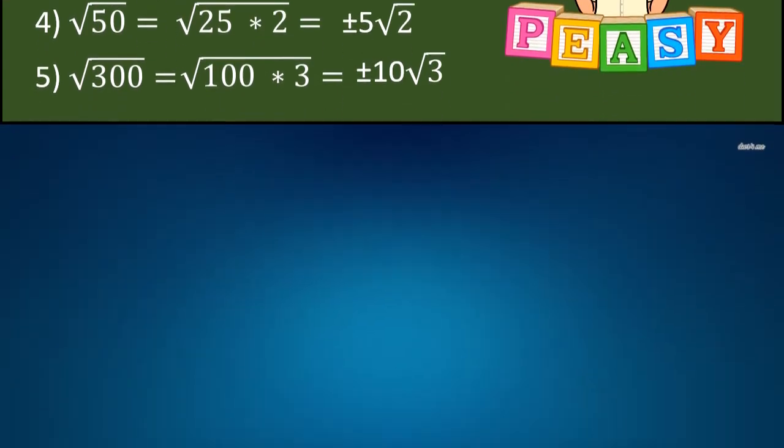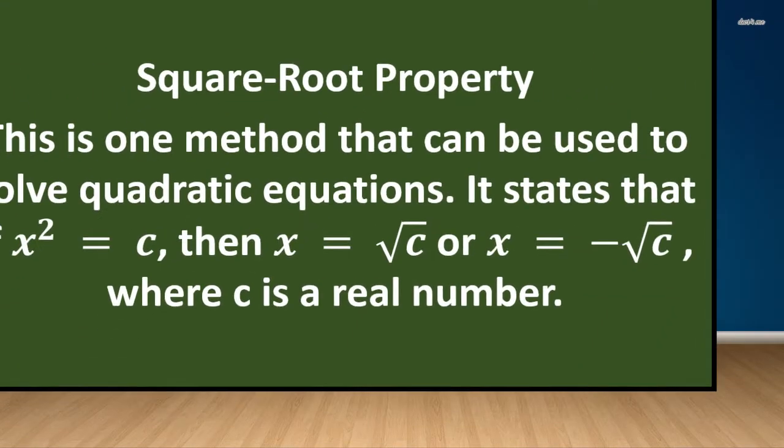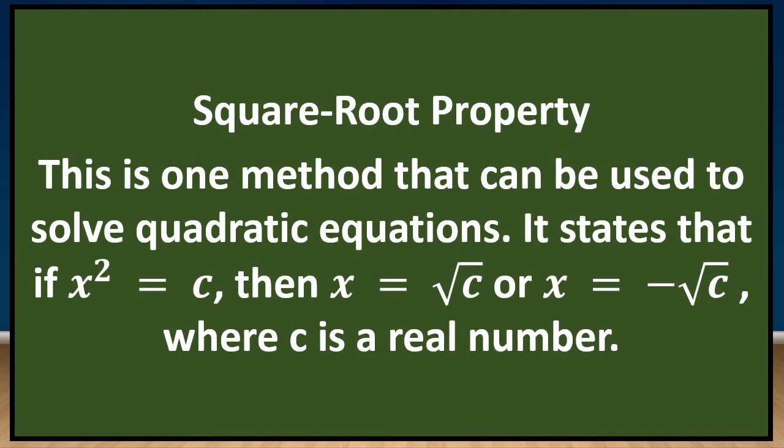Let us proceed in our topic for today. Solving quadratic equation using square root property. So what is a square root property? This is one method that can be used to solve quadratic equations. It states that if x squared is equal to c, then x is equal to square root of c, or x is equal to negative square root of c, where c is a real number.